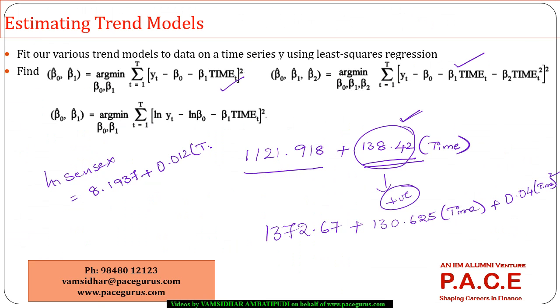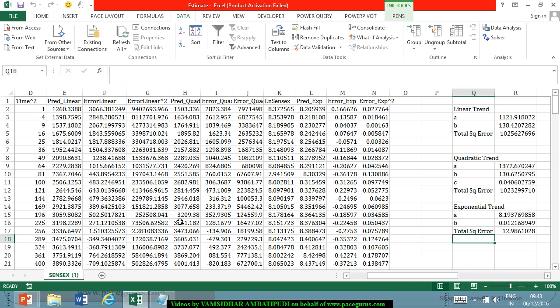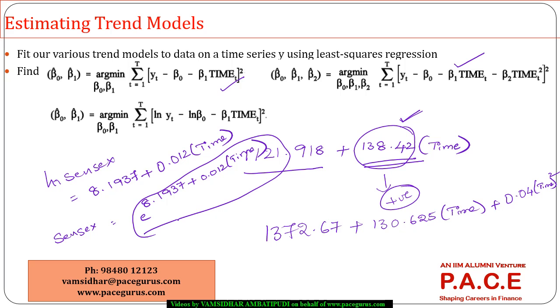So basically, if I want the Sensex, it would be e to the power of 8.1937 plus 0.012 times time. So this is what will become the function in case I want to look at the model for Sensex. These are the typical numbers that I am considering for the linear trend, for the quadratic trend, and for the exponential trend. So these are my three models for estimating the trend model.